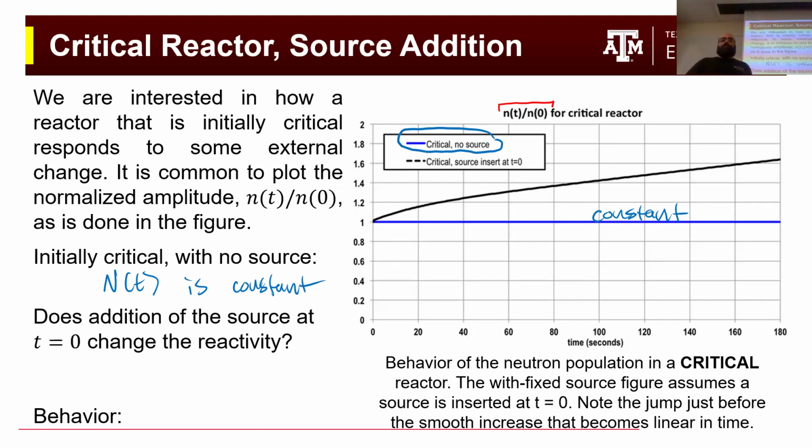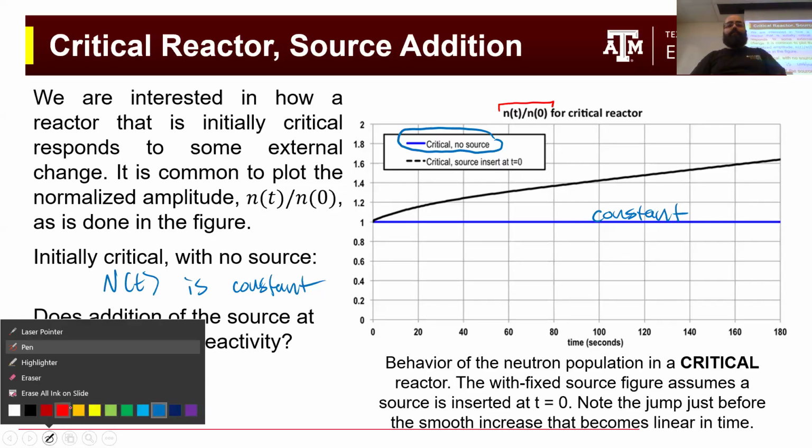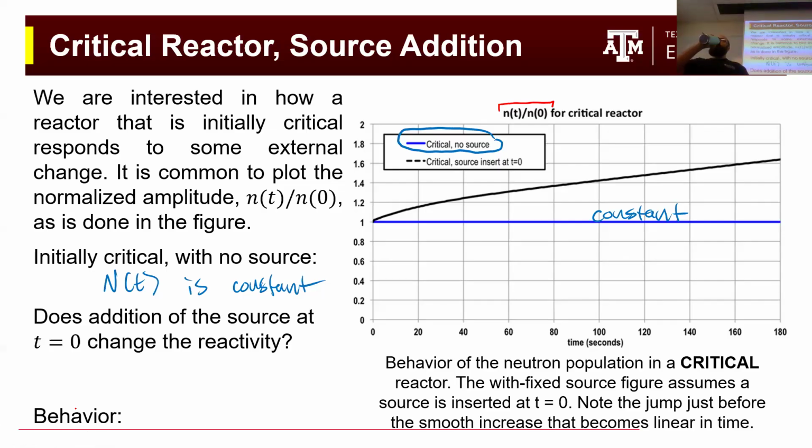Now, what we're gonna do is at time t equals 0, we're gonna drop a neutron source into our reactor. If we drop a neutron source into the reactor, does that change the reactivity of our reactor? That's kind of a trick question. You might be inclined to say yes, because the source is going to influence the number of neutrons that are there. But when we talk about K effective and reactivity, these are defined without the presence of a source. So whenever I ask, does the source change the reactivity? The answer is always no.